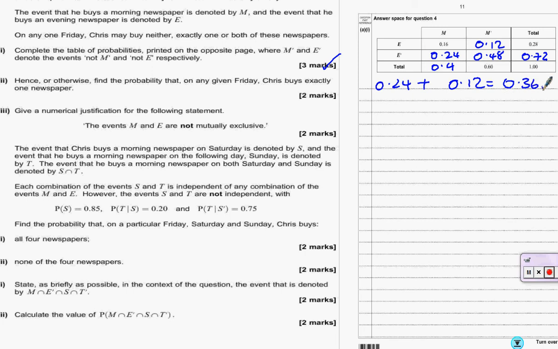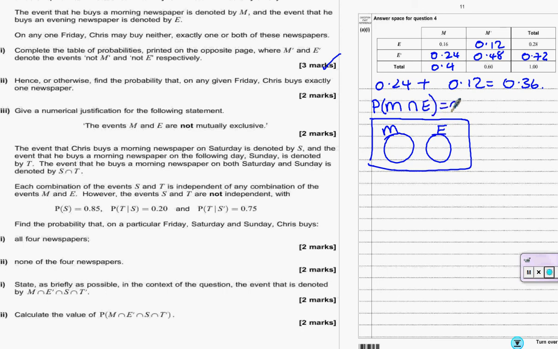Then it says mutually exclusive. Okay, if something is mutually exclusive, then it looks like this. The two things cannot happen together. So if this was true, then they wouldn't overlap. So M intersect E would have to equal 0 if it was true. But we can see that this equals 0.16. Therefore, not mutually exclusive. Okay.